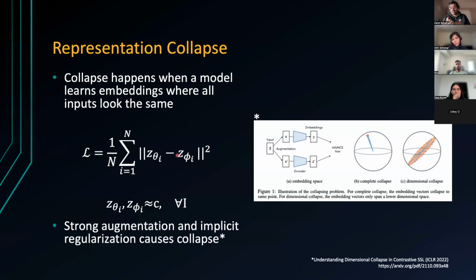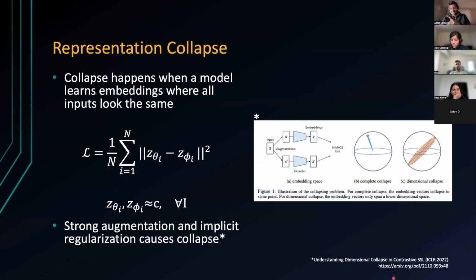So there was this paper, Understanding Dimensional Collapse in Contrastive SSL. If you look at this paper, you will see how they have theoretically proven that in contrastive SSL, this kind of collapse happens if you're using strong augmentation and implicit regularization. I just wanted to put that out there. This happens in contrastive SSL with strong augmentations and implicit regularization, but it can happen in other architectures also, not just contrastive based methods. In contrastive methods, it's because of strong augmentation and implicit regularization. Okay, cool. Let's move forward.